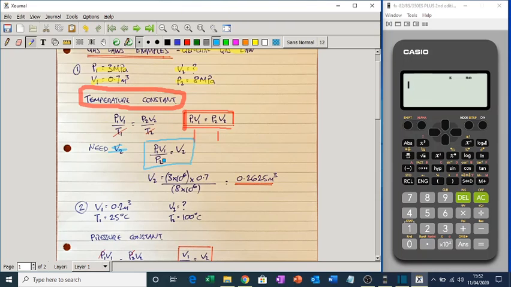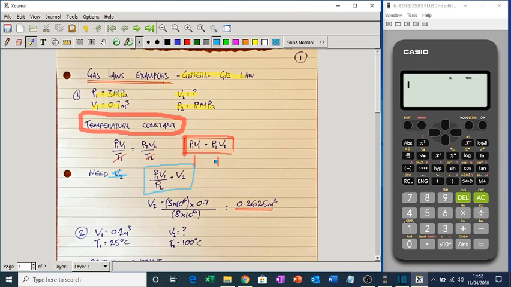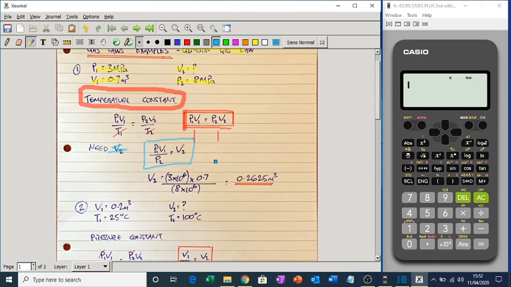So P1V1 over P2. There's P1, 3 mega. Don't forget the mega. There's volume at the start, 0.7, and this one is the pressure after compression or expansion. It all depends on what's going to happen. So that's going to be 8. So put this in your calculator. You can do it this way if you want to. So open a couple of brackets.